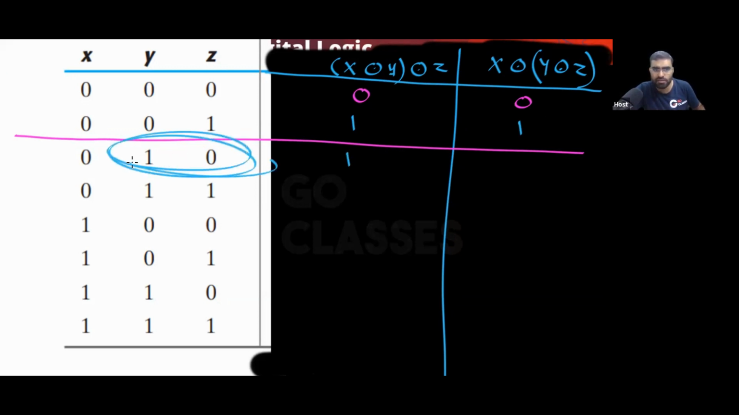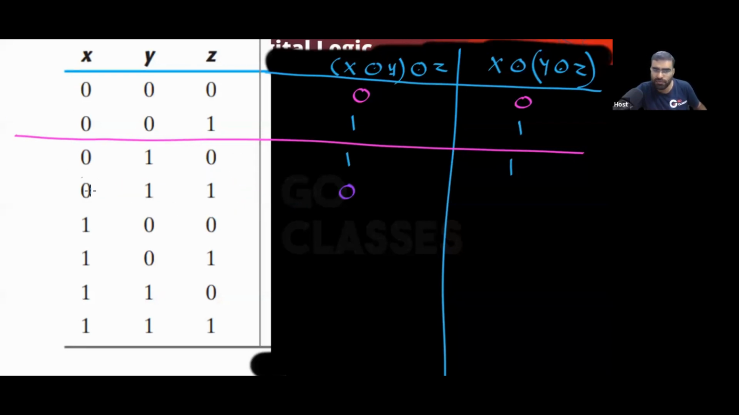Now you tell me, what will be Y XNOR Z? The XNOR of these two, that will be 0. 0 XNOR 0, that will be 1. Okay, similarly, you tell me, what will be X XNOR Y? That will be 0. 0 XNOR 1, that will be 0.